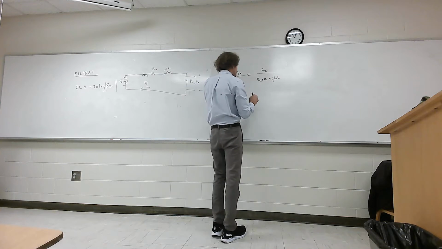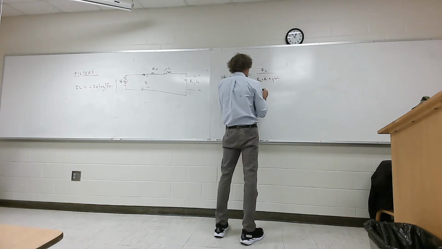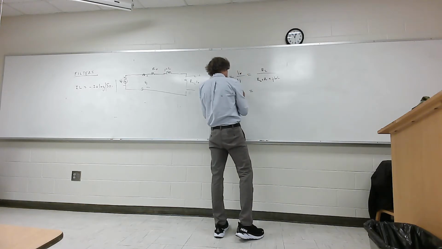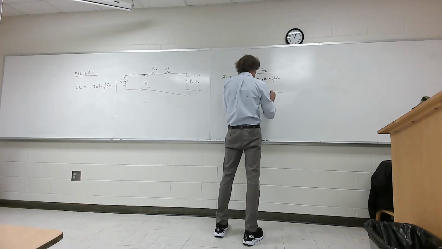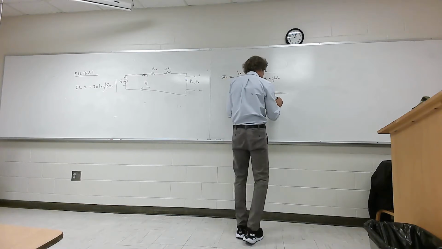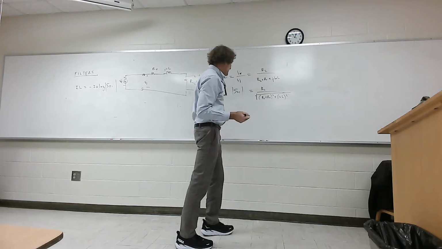I don't particularly care for this example, but I'm going to do this just for everybody's sake. So here, we take a look at this, and we need the magnitude of S21. This is going to be RL over the square root of the quantity RL plus R naught squared plus omega L squared. This is one way to do it. And that would be S21.